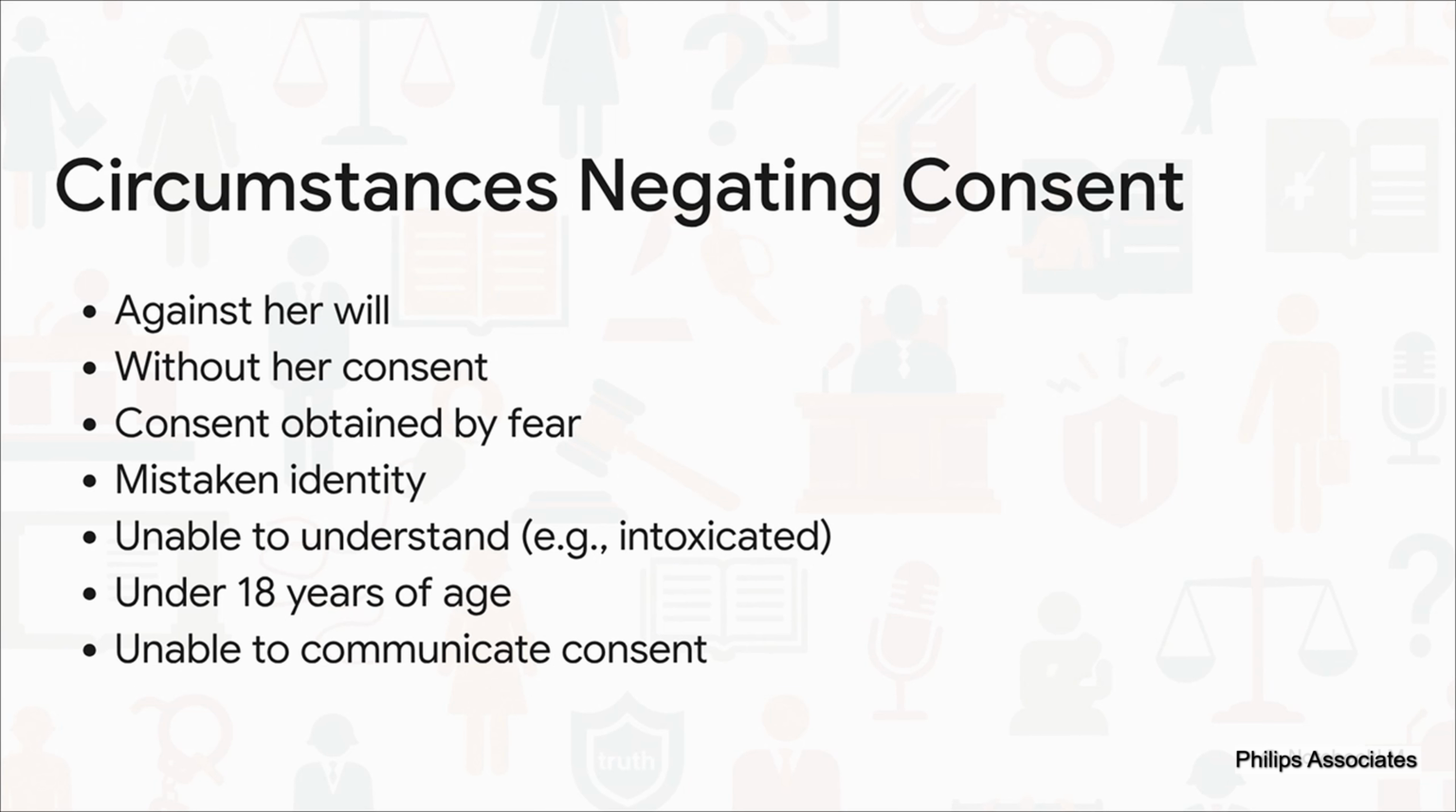Some are pretty straightforward, like if force or threats were used. But it also covers more complex situations. For example, if consent was given because of mistaken identity, or if a person was so intoxicated they couldn't understand what was happening. And this is a huge one. If the victim is under 18, the law says they are legally unable to consent, period.